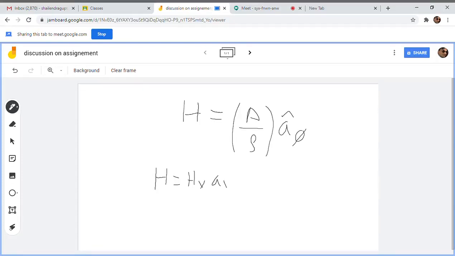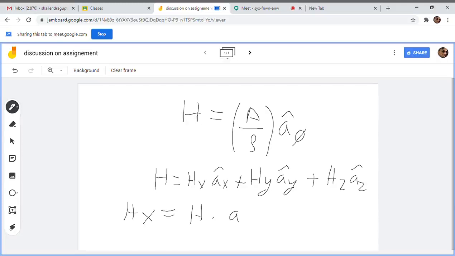Let us say that in rectangular coordinate system it is represented by Hx ax, Hx is the magnitude, ax is the direction, plus Hy ay, plus Hz az. So what will be Hx? Hx you can write H dot ax, isn't it? We have done this earlier. So H is the vector.